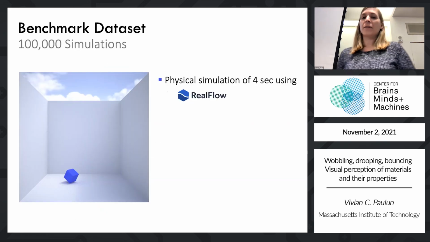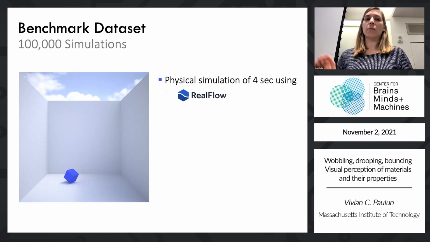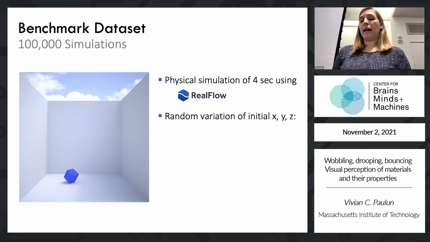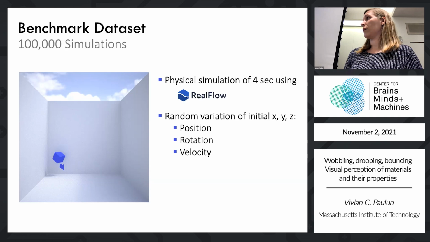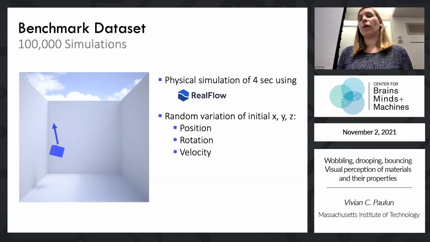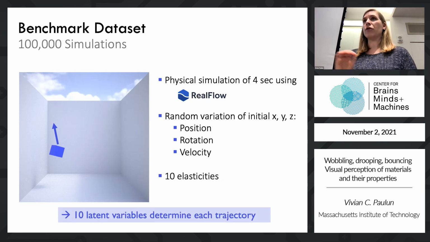So for this data set, I created 100,000 simulations of bouncing cubes like the ones that you have already seen. And I simulated 4 seconds using the physics simulator of the software RealFlow. And I randomly varied the initial X, Y, and Z position, rotation, and velocity of this cube. So it could start like this, or like this, or 100,000 other ways. And we systematically varied the elasticity of these cubes. So we have 10 latent variables that determine each trajectory, and we're trying to figure out just one of them, elasticity, and ignoring all of the others, basically.